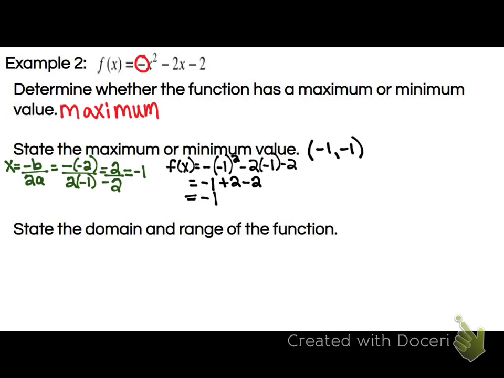Okay. Now, it wants me to state the maximum or minimum. Well, we already determined that it's a maximum value, right? So the maximum is how high or how low my graph is. So what's my maximum going to be? Negative 1, because it's going to be based on the y axis. All right. Last thing we're going to do. State the domain. Well, the domain every single time is going to be what? All real numbers.